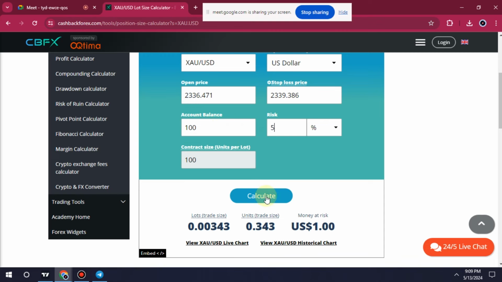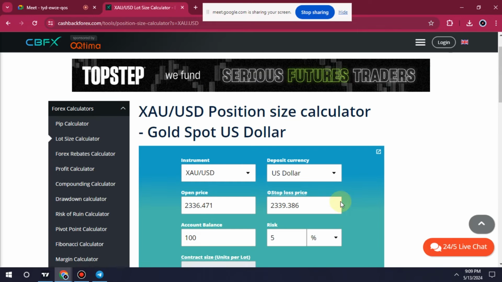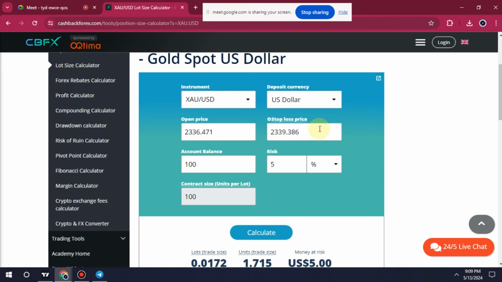Then let's say you risk 5%. If you risk 5%, that means you're going to have 0.01, and the money risked is just $5. I hope you guys are getting that. Yes, I understand. Okay, so the website is cashbackforex.com. Any other question or suggestion?